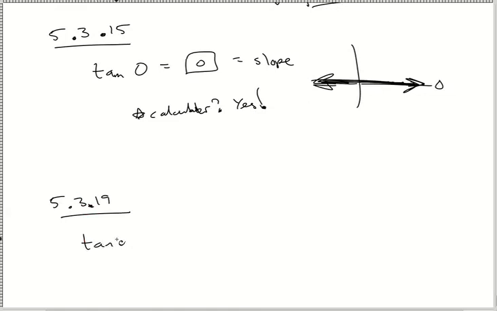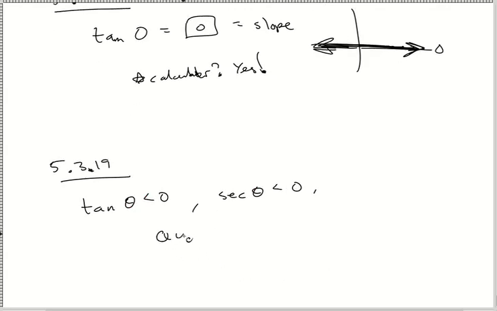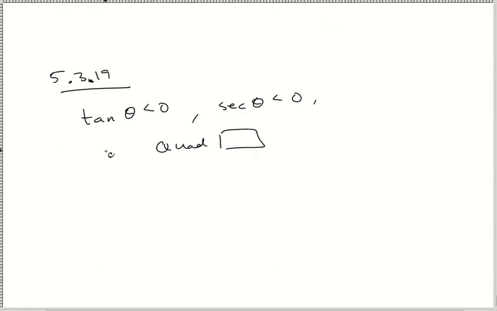Here's one I got. Tangent theta is less than 0, and secant of theta is less than 0. It asks, what quadrant are we talking about here? Well, remember that tangent is slope. My slope is negative. And remember that secant is 1 over cosine, which is basically my x value. And my x value here is also negative.